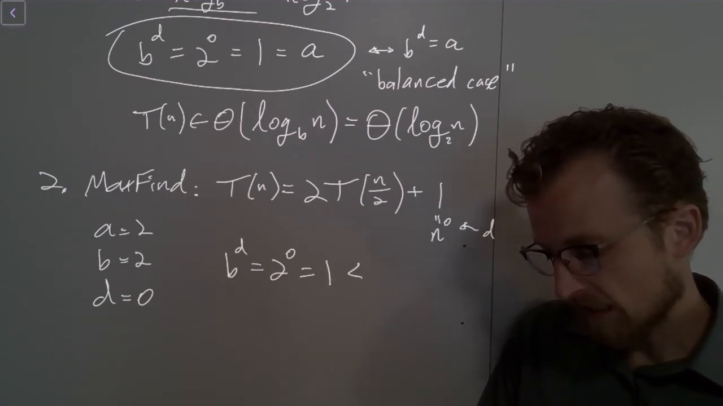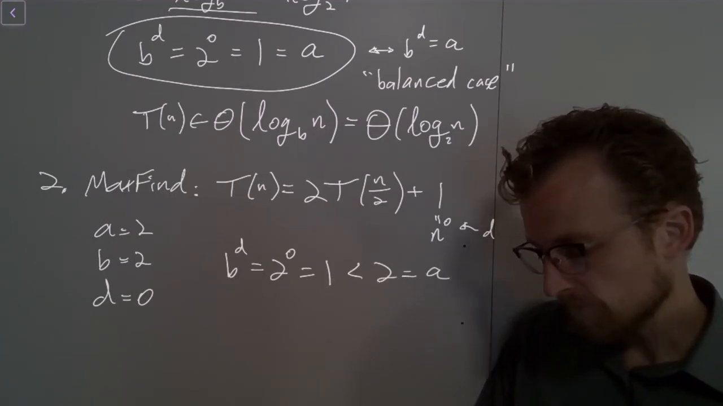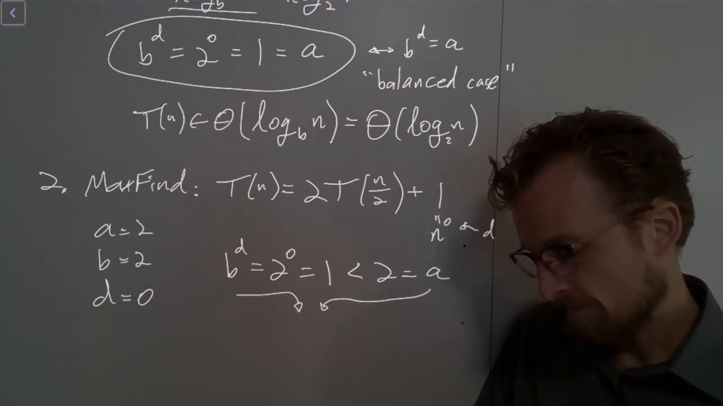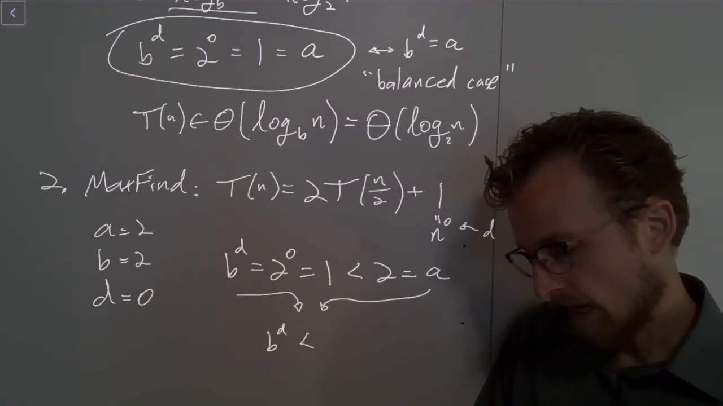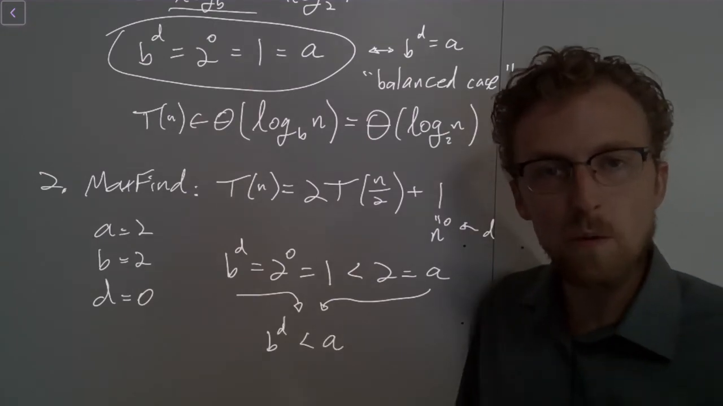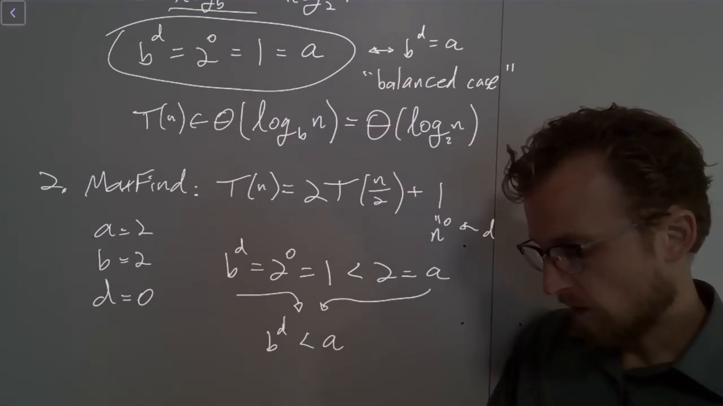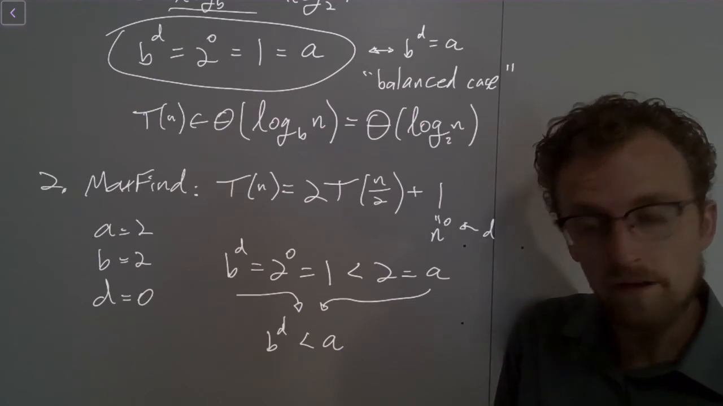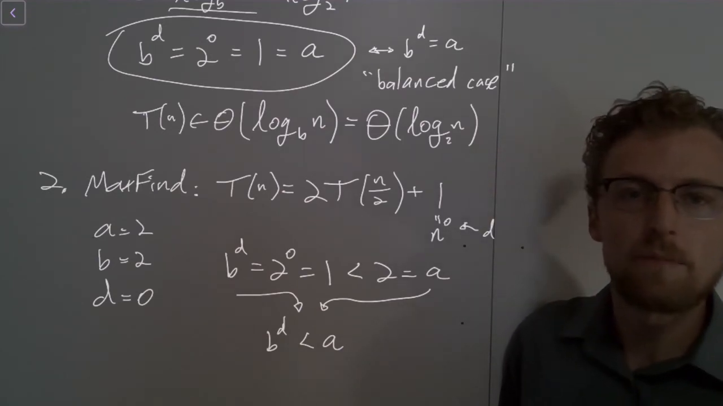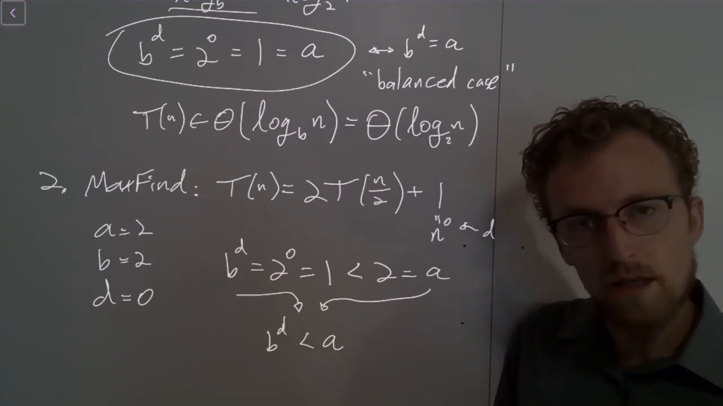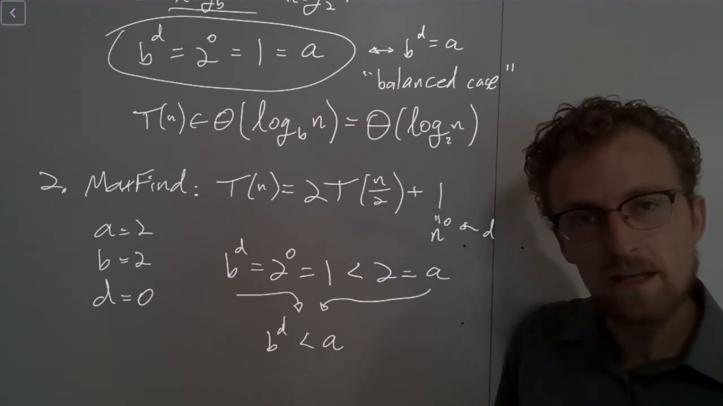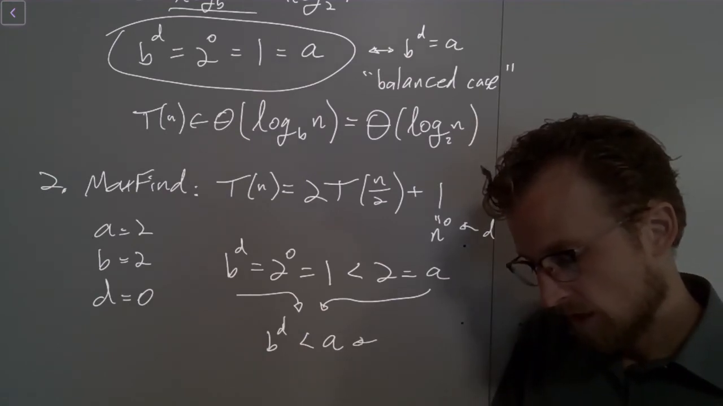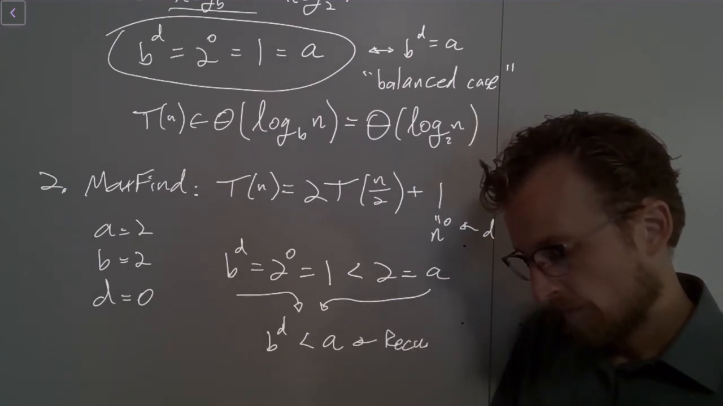And 1 is less than 2, which is equal to a. So I have the case where b to the d is less than a. Let's think about what that means. b to the d is governed by the overhead, so the larger d is, the bigger the overhead is, and the larger the thing on the left is. And so if b to the d is less than a, that means we're in the recursion dominant case.